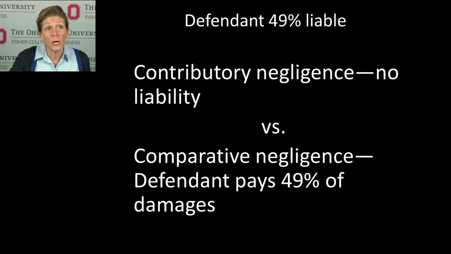All right, so remember the difference between contributory negligence and comparative negligence. If the defendant is 49% liable under contributory negligence, there is no liability whatsoever, even though they are very liable. But with comparative, they're going to pay 49% of the damages. And this is a little bit different if a state requires them to be at least 50% negligent, which some states do. But again, it just depends on the state.